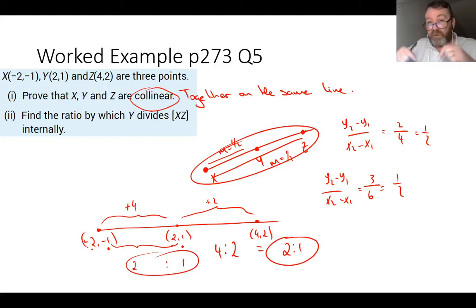So if you're looking for the ratio, compare the x's before the point of division to the x's after the point of division, and that is where the ratio will come from. And you can do, as I said already, exactly the same with the y's if needs be.